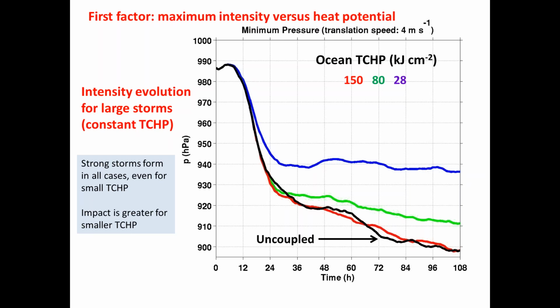This is significant because basically the sensitivities that I'll be describing here are between strong storms and very strong storms in changing the ocean conditions. The black line is an uncoupled run, as you can see, with the 150 kilojoule per square centimeter values. Basically, you don't change the intensity. It's only when you get under about 100, 110 that you begin to see the final intensity of the storm gradually weaken.